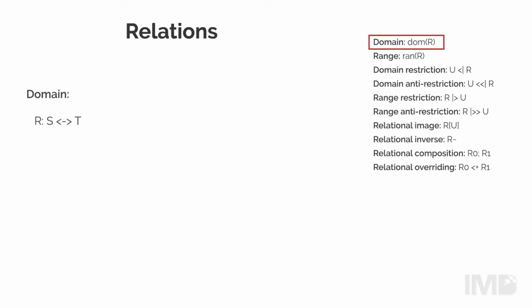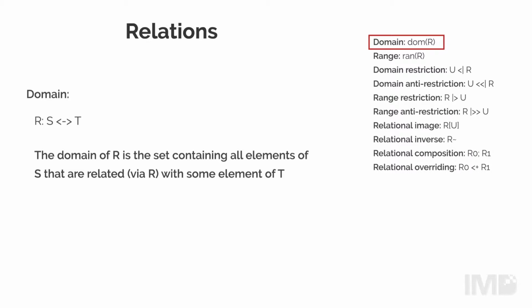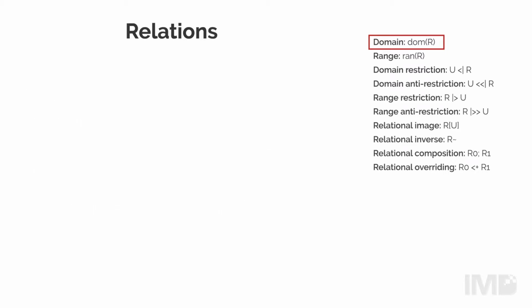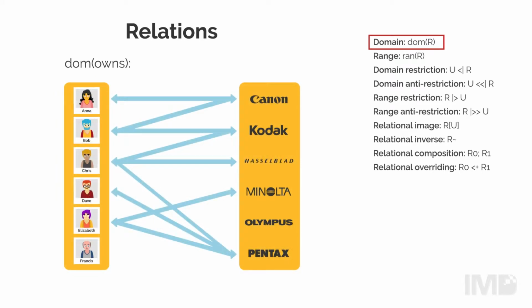The domain of a relation R between sets S and T is a set containing all elements of S that are related via the relation R with some element of T. Therefore, the DOM of R is the set of all x's, where x comes from the set S, and there exists y, where y comes from T, and x is related to y in R. In our example, the domain of owns is a set containing Anna, Bob, Chris, Dave, and Elizabeth, because all of these elements are related to some element in the camera set.